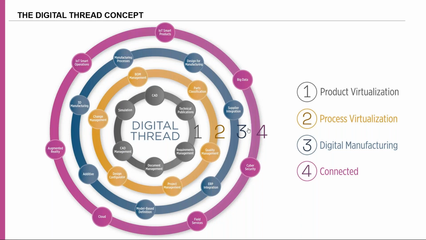Then stepping out from there, we can go into digital manufacturing, ERP integration, model-based definition, additive manufacturing. So for those that do rapid prototyping, additive manufacturing, 3D manufacturing, all of that. And then of course, one level further out, IoT, Internet of Things. That's becoming a big push. We actually have some great things going on with some IoT functionality, so stay tuned for that.